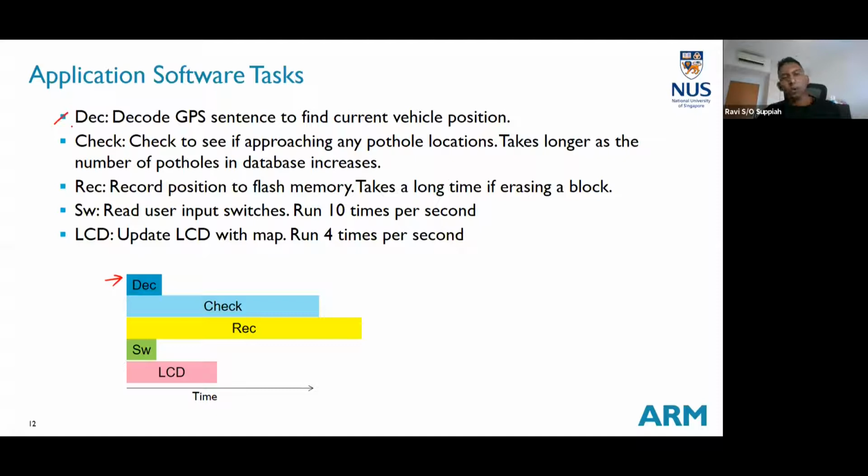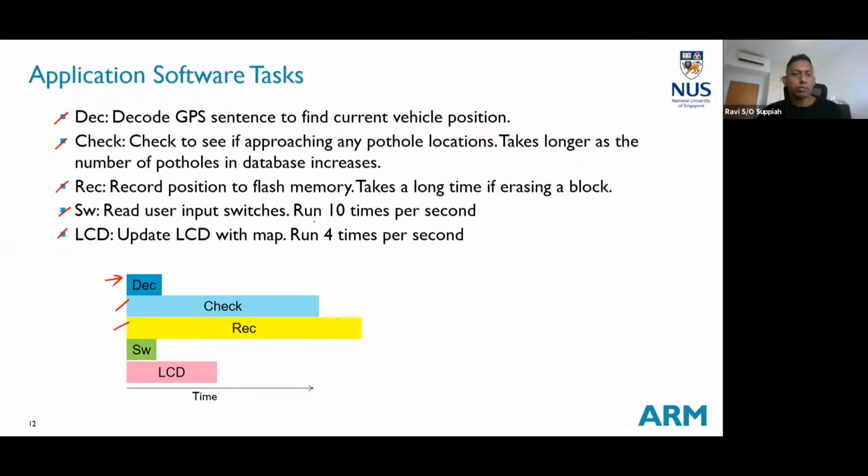Whenever new GPS data arrives, I must decode this GPS string that comes in and know my current position. After that, once I know my current position, I need to do a check, so that I check my position across the database, and from there I will know whether any pothole is along the way. And of course, in our case, we also want to keep track of the vehicle's position. So we also need to record our position onto some memory. And we have switches that we need to monitor, and also an LCD that you need to update.